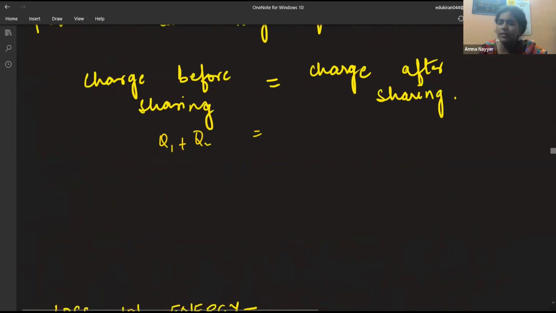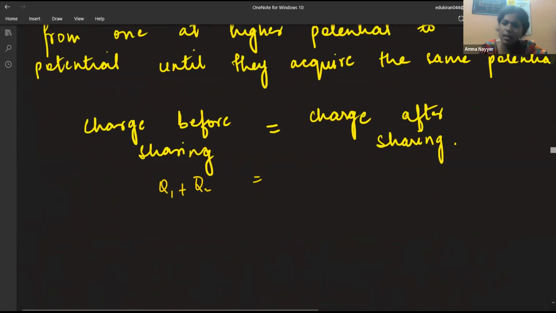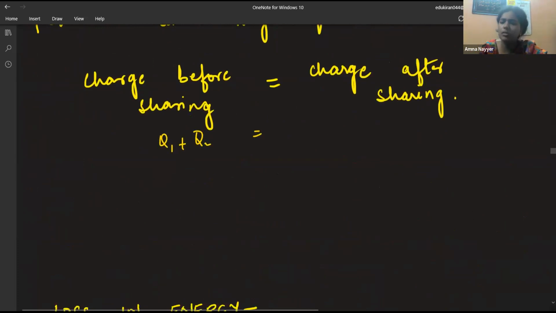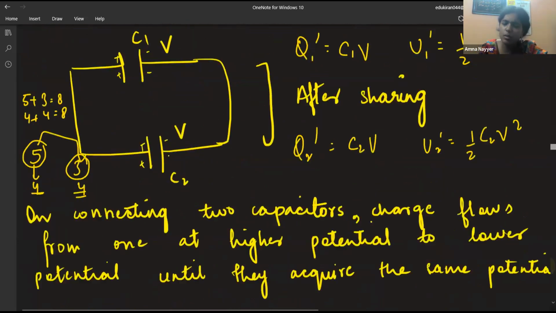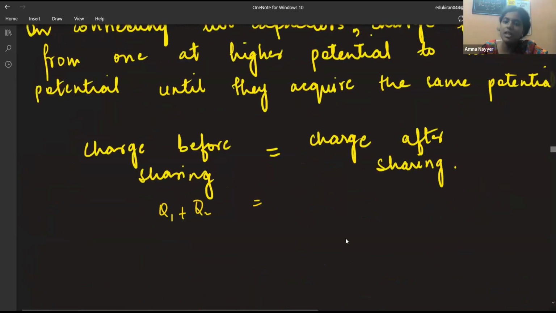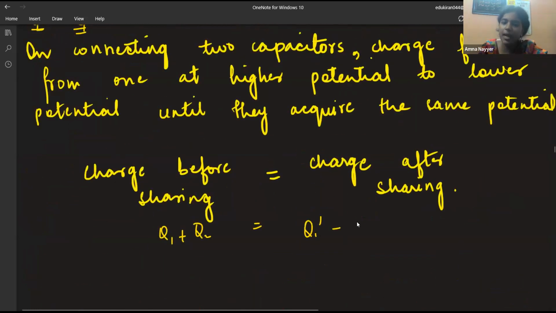It's a very small derivation. Usually this is asked in your theory paper, till here only, more than loss of energy. But this is very easy, you will be able to manage. And this is the case after sharing. So Q1 prime and Q2 prime are the new charges after sharing. So what are the charges after sharing? Q1 prime plus Q2 prime.